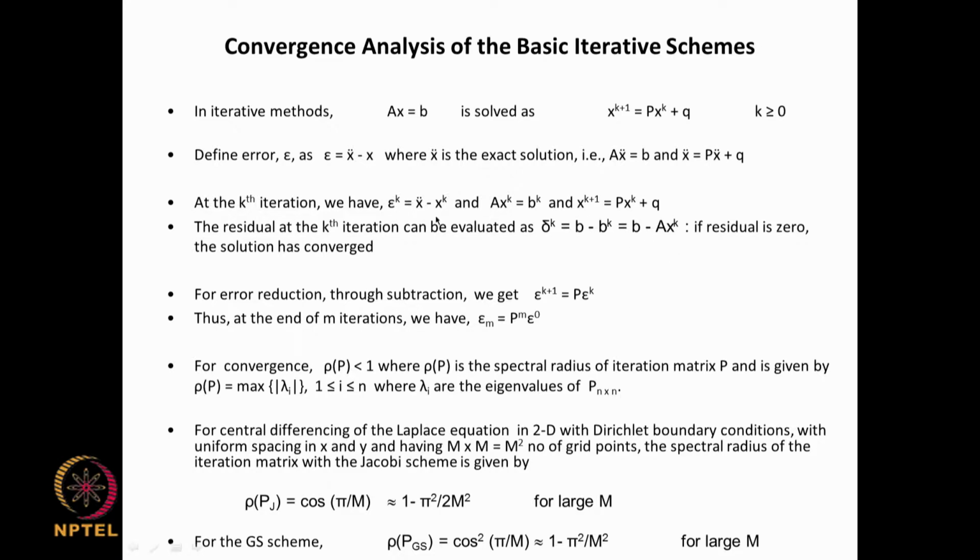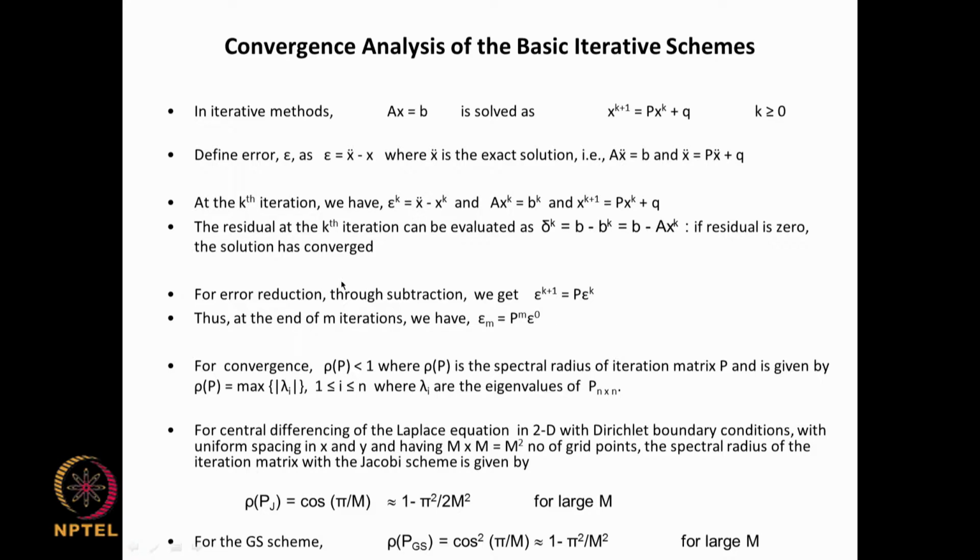Although we cannot compute error because we do not know the true solution, we can readily compute the residual, because in order to compute the residual you just have b, which is known because the problem is given, and then xk is the current estimate value. So, we know this, and A is also known. So, b minus Axk is the residual. If the residual is 0, the solution has converged.